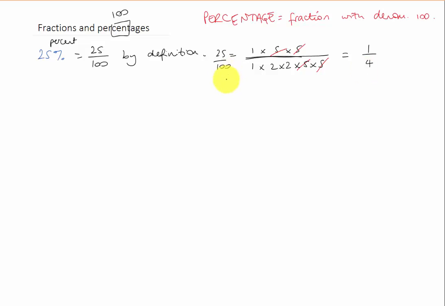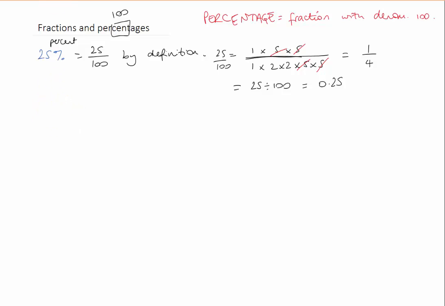Also, we can change a percentage into a decimal number quite easily. So 25 out of 100 is 25 divided by 100, or 0.25.